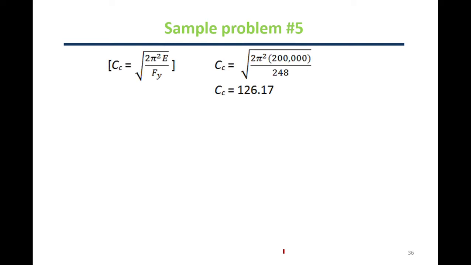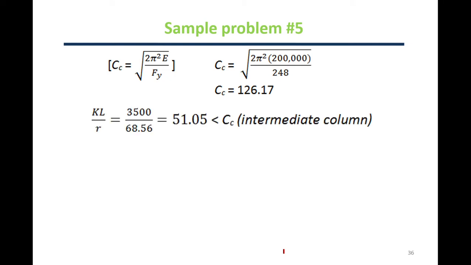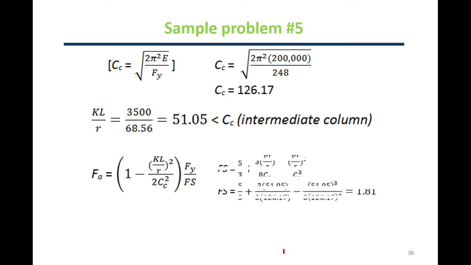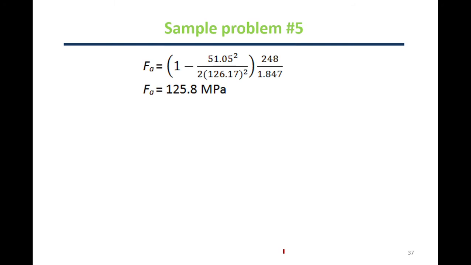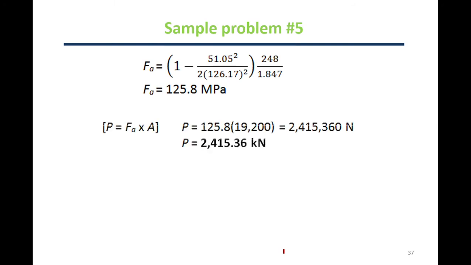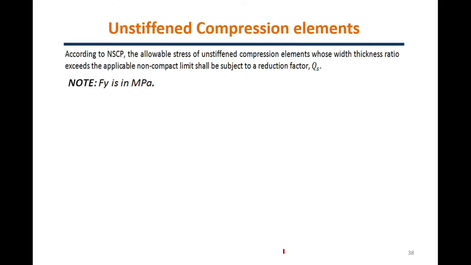So, solve for the Cc, critical slenderness. So, lumilitaw naman sa taas ang Cc natin. So, we have here, solve for the FS first. So, solve natin the FS natin. So, we have 181. So, makukuha natin value ng FA is 125.8. That is sa load P. So, makukuha natin ay 2,415.36 kilonewton. Yan yung ating load of P.